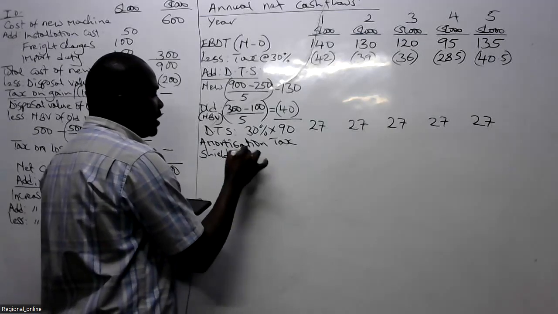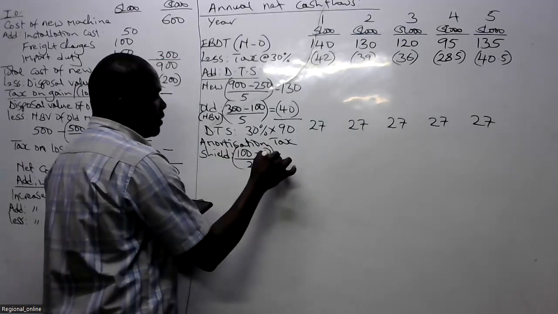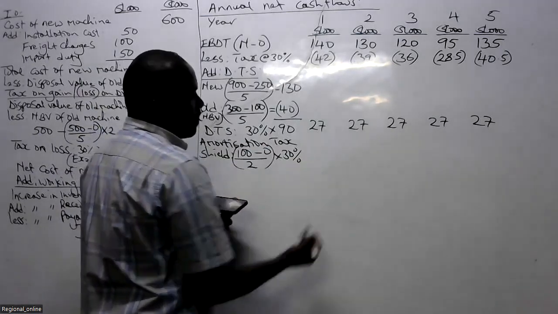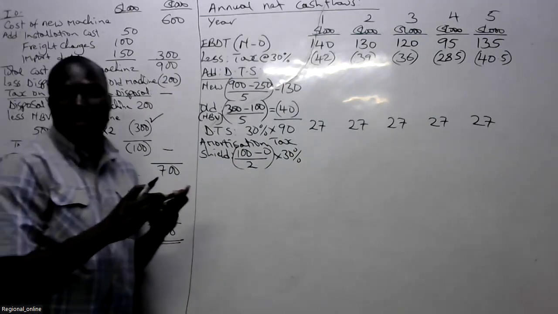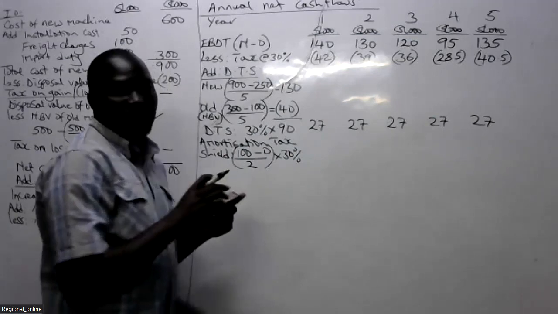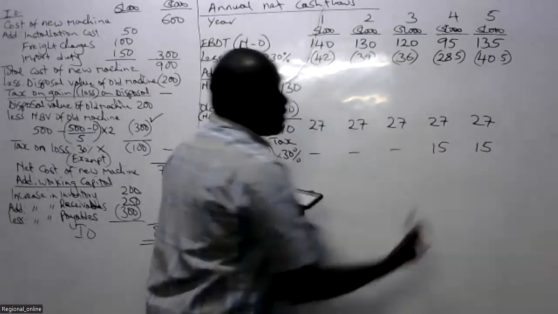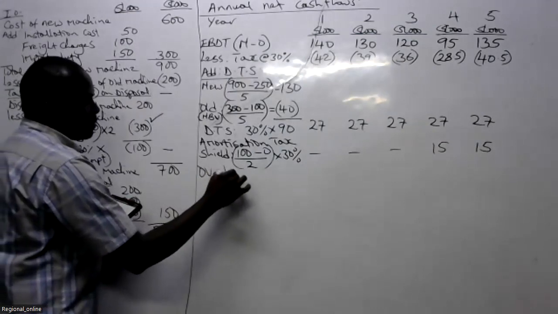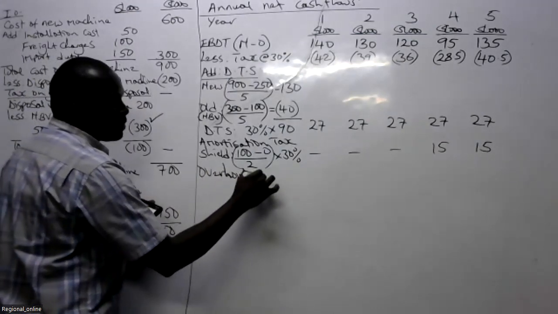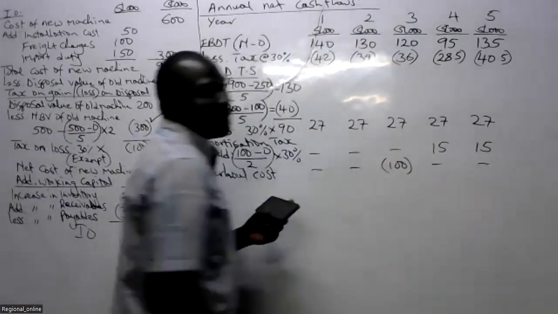The cost is it 100? What will the salvage value be? For how many years? For 2 years. What do we have? How much? 15. So 15 in year 4 and 15 in year 5. Then what do we bring in now? We have the overhaul cost of how much in year 3? 100. Cash is going out.